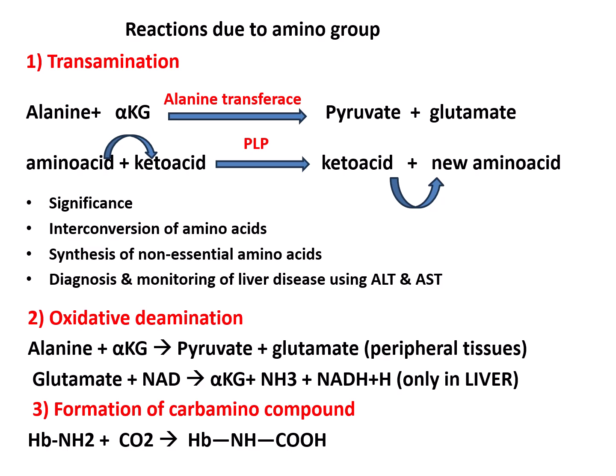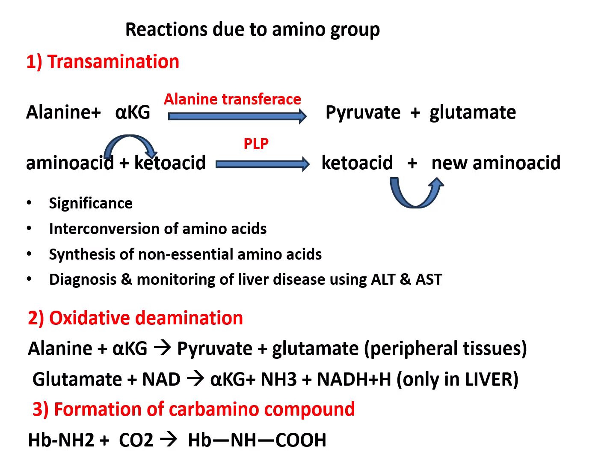Now, this reaction is taking place in all the peripheral tissues, and this glutamate reaches the liver, where it undergoes oxidative deamination and the ammonia is released. Simultaneously, NAD is getting reduced to NADH. Now, this reaction is taking place only in liver. So, this coupling of transamination with deamination is also known as transdeamination.